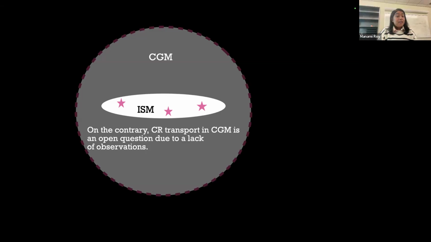But while we know cosmic ray transport in the ISM, in the CGM cosmic ray transport is an open question because there are not enough observations, sadly, since our current gamma ray telescopes are not sensitive enough to detect emission from the CGM. There are some few observations from our neighbor galaxy M31 and some local galaxies showing gamma ray emission from their CGM, but only a very small handful have come up in recent years.